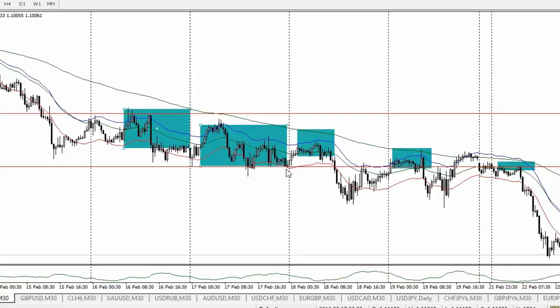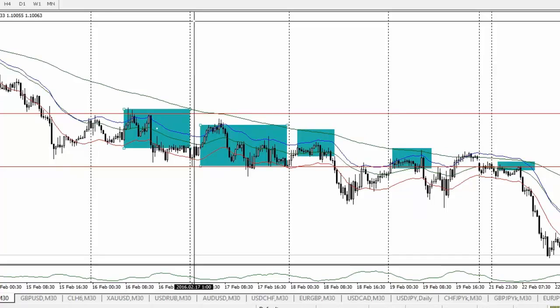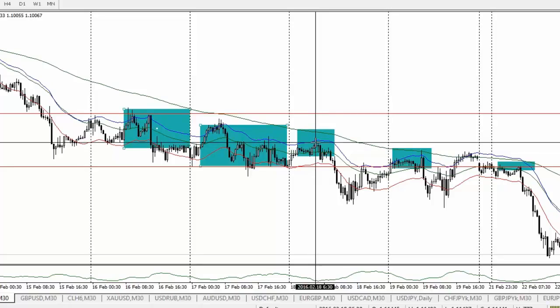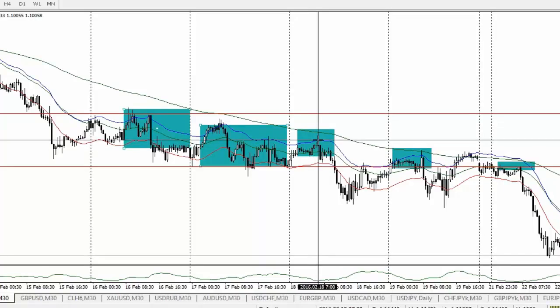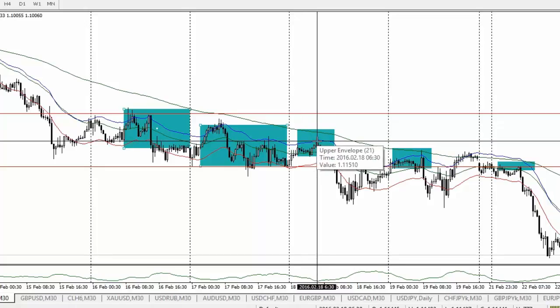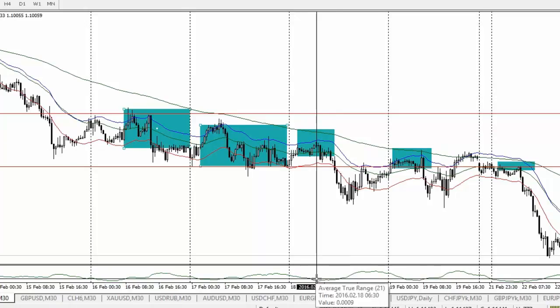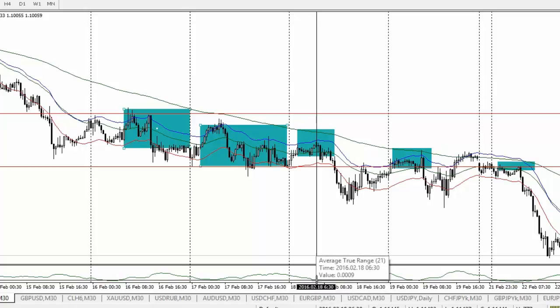Well, the market doesn't touch even the upper band. It doesn't touch the upper band, but if it touches, I also have a pretty good entry point here at just 1 pip, right? 1.1150 is my possible entry point, and my stop loss should be equal to 16 pips because the value of ATR is 8 here.